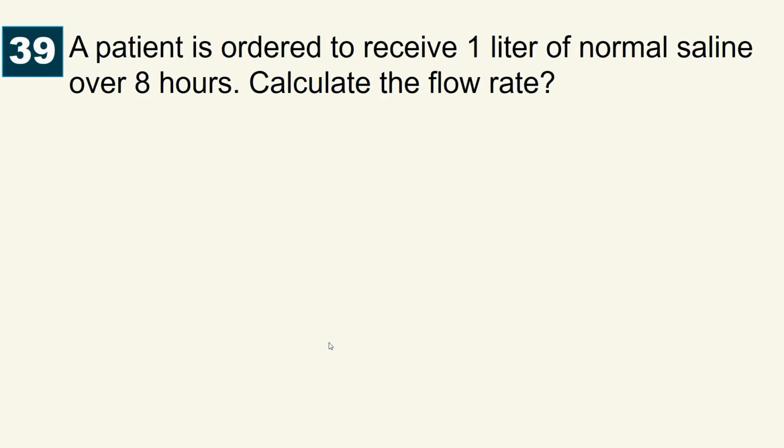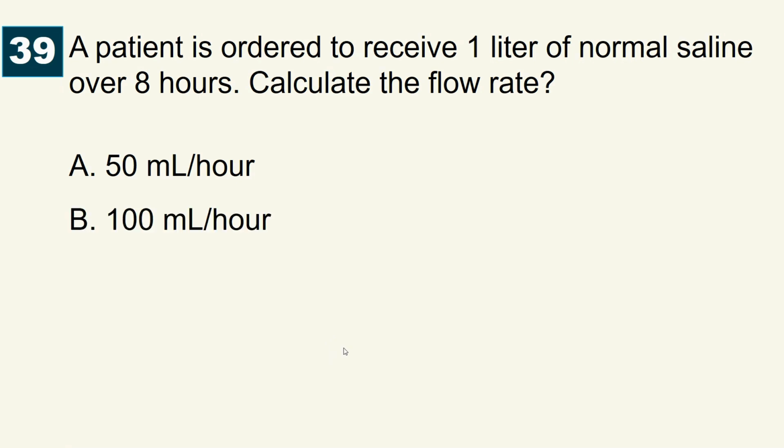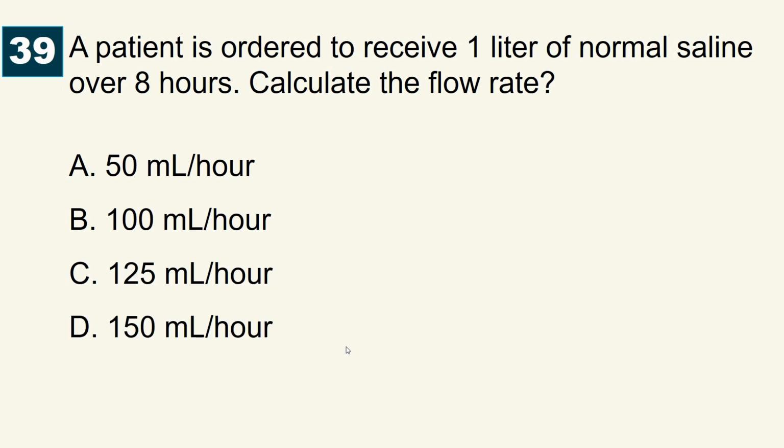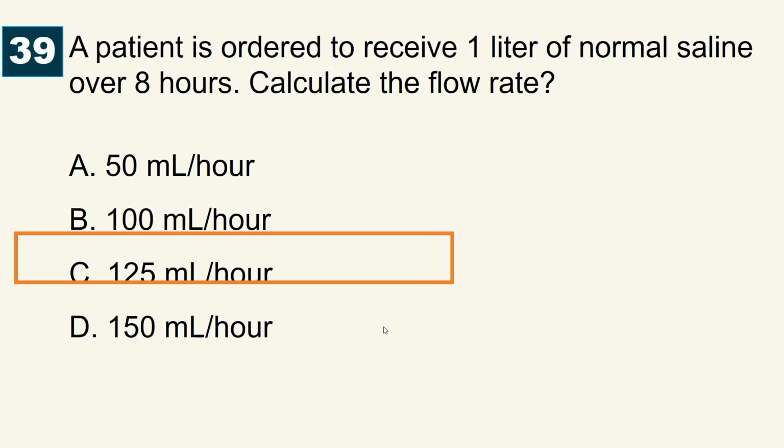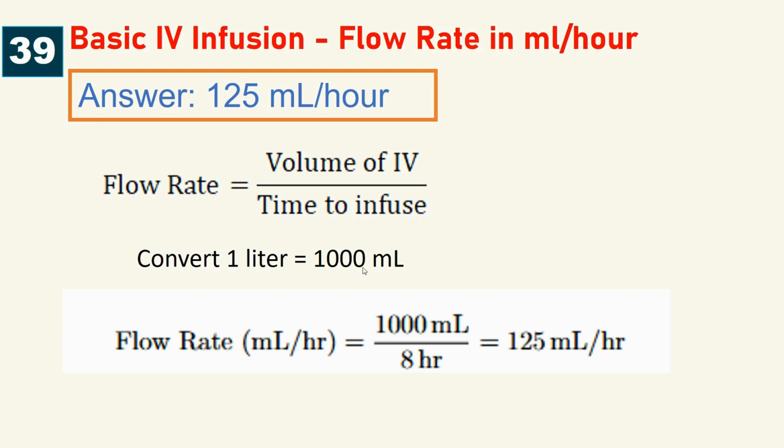Next, a patient is ordered to receive 1 liter of normal saline over 8 hours. Calculate the flow rate. A. 50 mL per hour, B. 100 mL per hour, C. 125, D. 150. Correct answer is 125. So this is a straight formula. Flow rate equals volume of IV divided by time to infuse. So here volume is 1 liter, divided by 8 hours. That gives you 125 milliliters per hour.